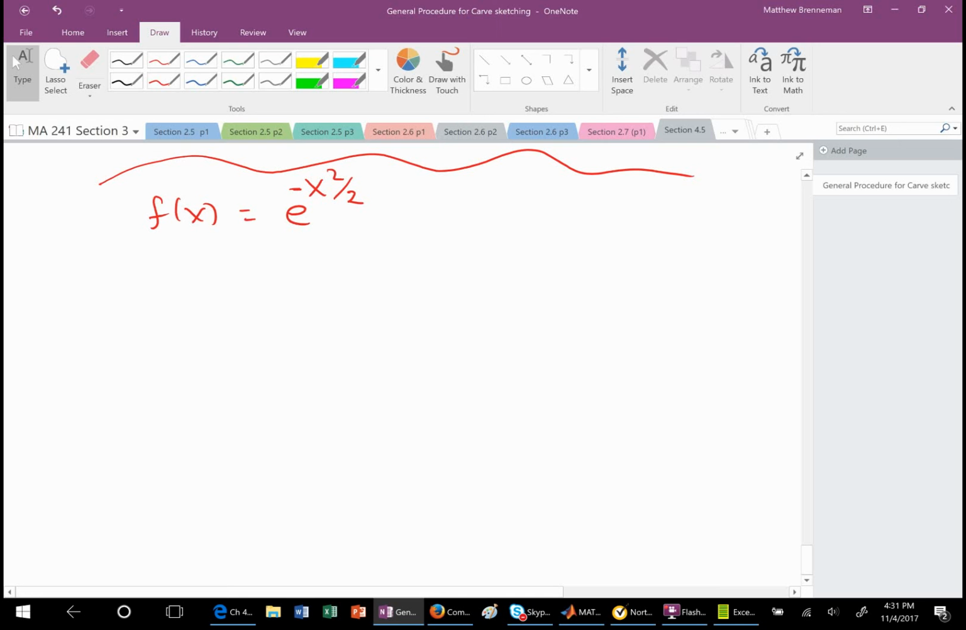Okay, so let me kind of get you started on this. First of all, what is the domain? What is the domain of f? It's all reals. Okay, good. What else do I know? Do I have symmetry here? Sure. It's an even function, right?